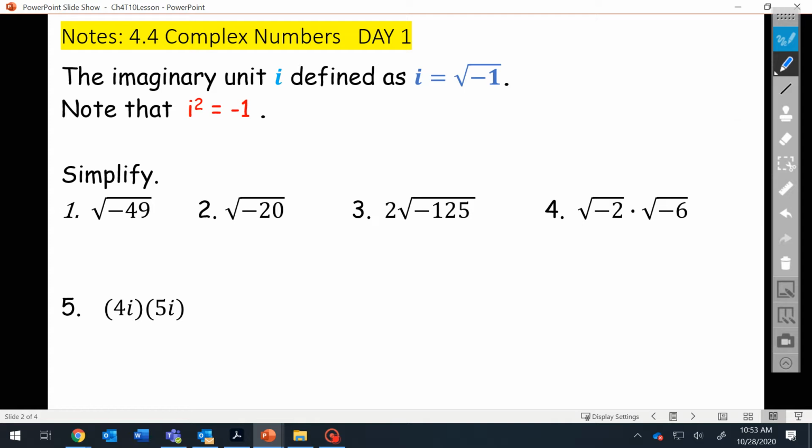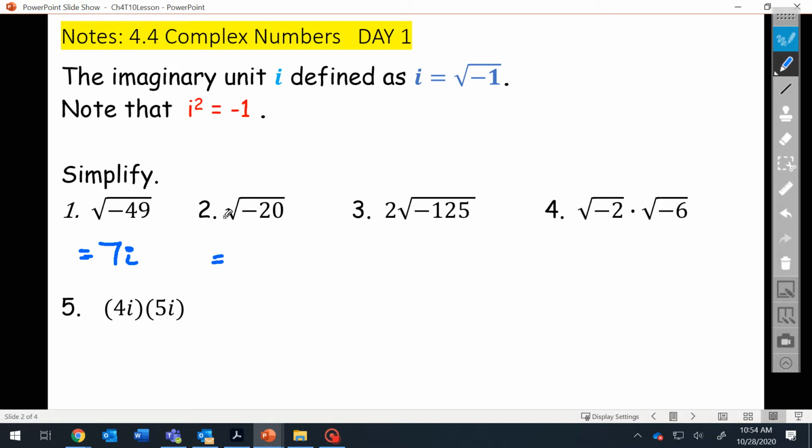So when we're simplifying, for instance, number 1, the square root of negative 49, well, the square root of positive 49 is 7. But to include the concept of the negative underneath the radical, we need to include the I, 7i. Because the square root of negative 49 is not a real number. It's imaginary, because you can't really take the square root of a negative number. So this is square root negative 49, which is 7i.